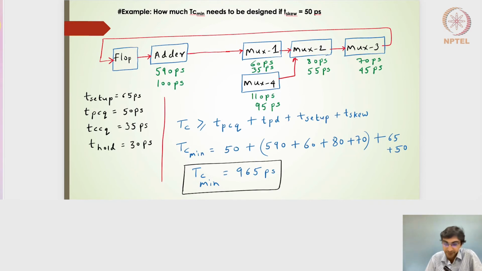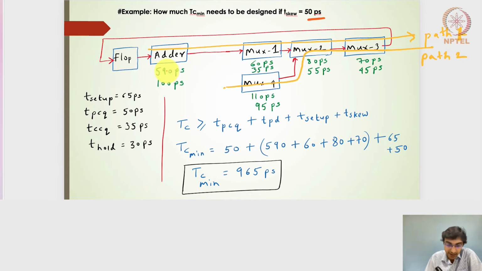Moving ahead. So let's see an example here of the T-skew of 50 picoseconds. And we have the flop designs and then the adder, mux1, mux2 and mux3. And then we also have another data path here. So there is one data path coming from the adder and 3 muxes. This is path 1. And then there's another path here, the mux4, mux2, mux3. This is path 2.